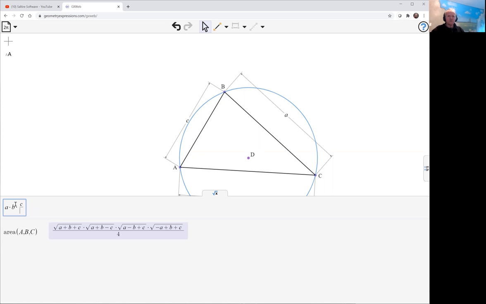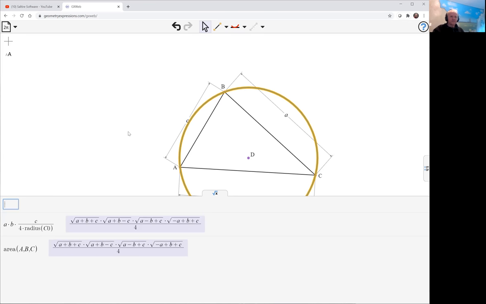divided by double the circumdiameter, or four times the radius of the circle. The circle has a name, but we can find it by clicking on it. And we can see they are identical.